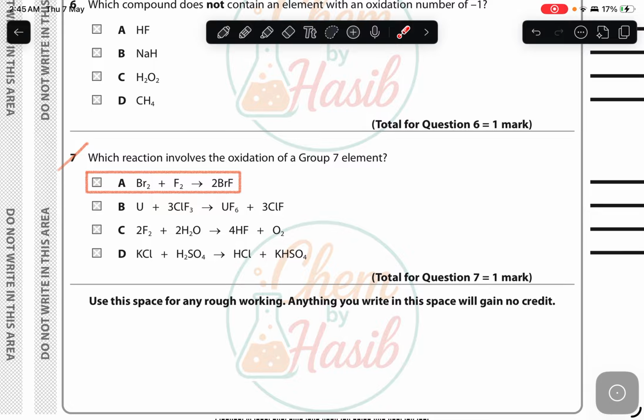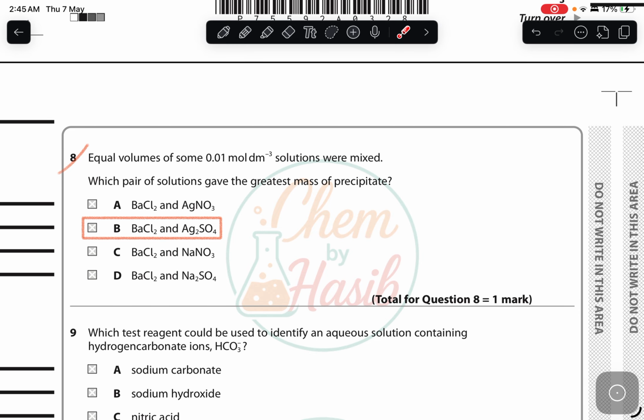Now we move on to the next question. Question number 8. It says equal volumes of 0.01 moles per dm³ solutions were mixed. Which pair of solutions gave the greatest mass of the precipitate? The greatest mass of precipitate will be formed in B because B will produce two different precipitates.